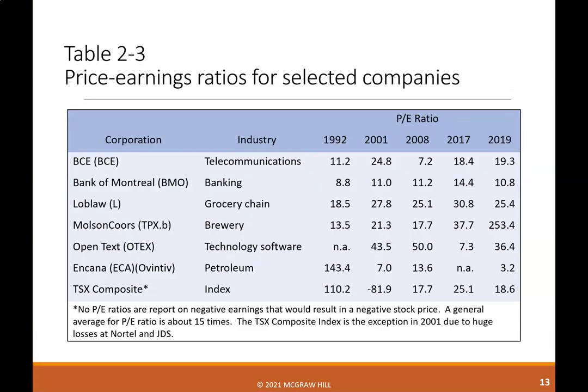Table 2-3, price earnings ratios for selected companies. So you have the list of corporations, the industry that they're in, and the PE ratio from 1992 all the way to 2019.